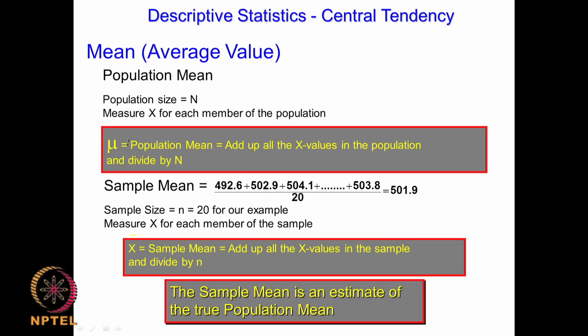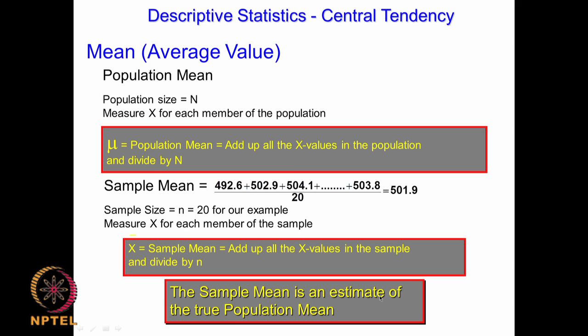Population mean we always represent as mu, whereas for sample mean we generally represent it as x bar. Like capital N is the population size, whereas small n is the sample size. So, always sample means are represented by x bar, whereas population mean is represented by mu. Now, this sample mean is an estimate of the true population mean.